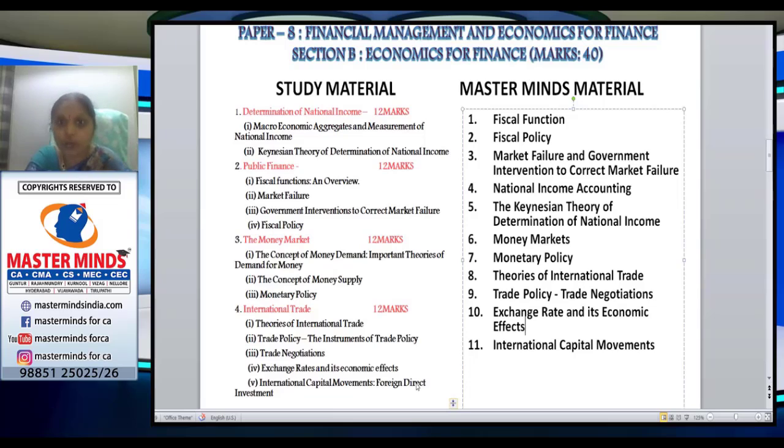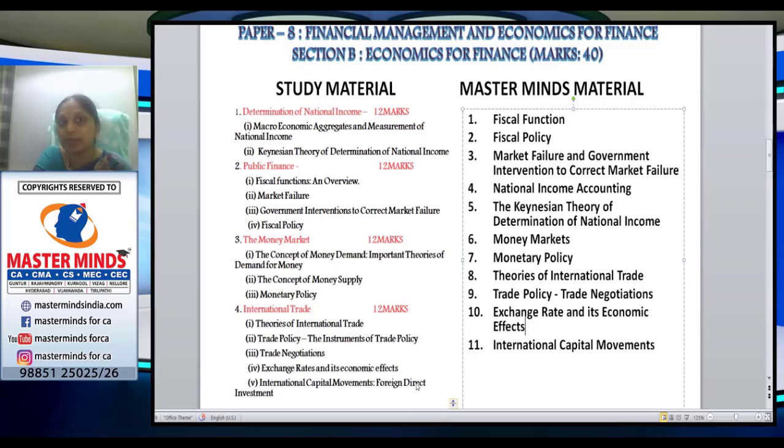According to our board material, they have given us 4 chapters. That is the ICAI study material. We have 4 chapters: determination of national income, the second one is public finance, the third one is money market, and the last one is international trade. You may get the clarity: we have only 4 chapters according to our board material.